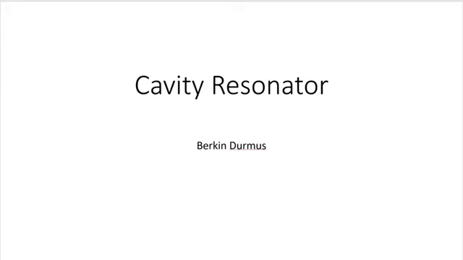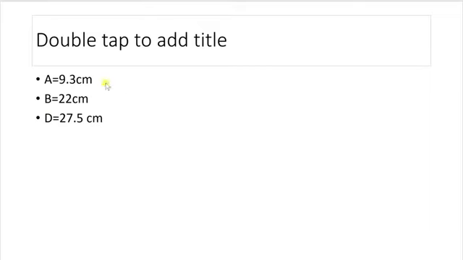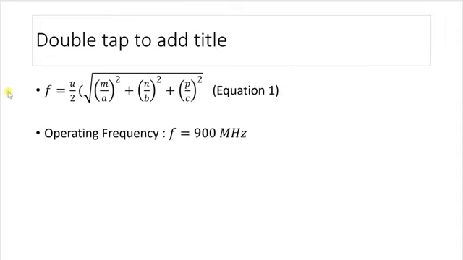Hello everyone, today I will present my project, which is a cavity resonator. My cavity resonator is in a rectangular shape which has A, B and D lengths. I chose my A as 9.3 centimeters, B as 22 centimeters, and D as 27.5 centimeters. I chose my operating frequency as 900 megahertz. For that reason, I will calculate my cutoff frequency with equation 1.